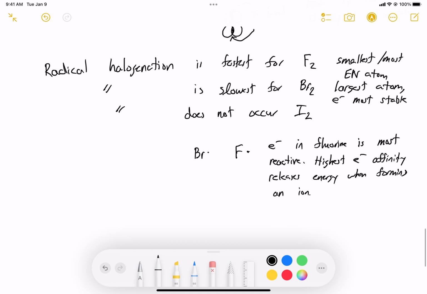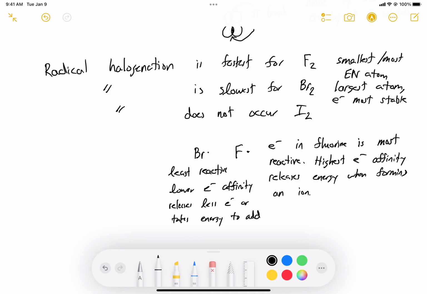Bromine, on the other hand, is least reactive, because it has a lower electron affinity. So it doesn't have an affinity for electrons, and that means it releases less energy or takes energy to add an electron. So it's an unfavorable process. That's why fluorine reacts with pretty much everything. And so here's fluorine radical versus bromine radical.